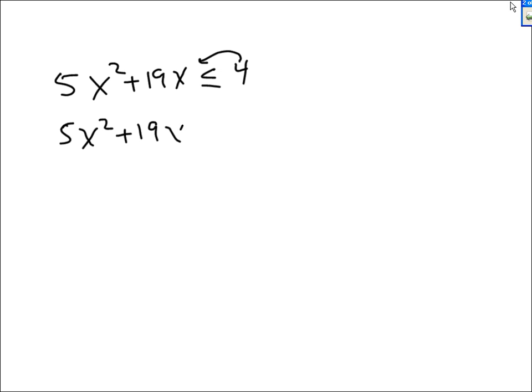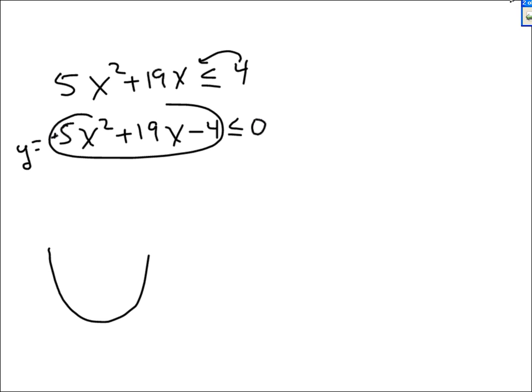How about this? 5x squared plus 19x is less than or equal to the number 4. Well, I bring the 4 over. You want to know when this quadratic, with the 4 brought over as negative 4, which is equal to y, is less than or equal to 0. Since it's a positive x squared, we know it goes this way.